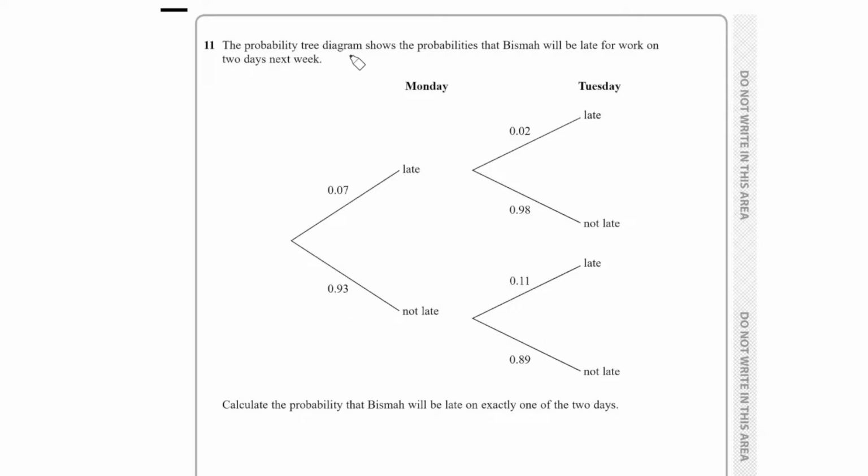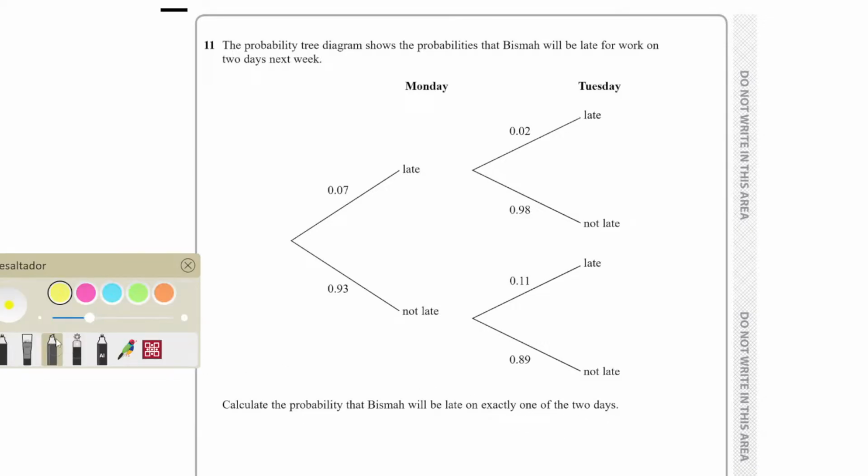So the probability tree diagram shows the probabilities that Bisma will be late for work on 2 days next week. We've got Monday and Tuesday, so you've got late on Monday, late on Tuesday. They're all different probabilities, that's fine. So it is conditional probability. So calculate the probability that Bisma will be late on exactly one of the 2 days.